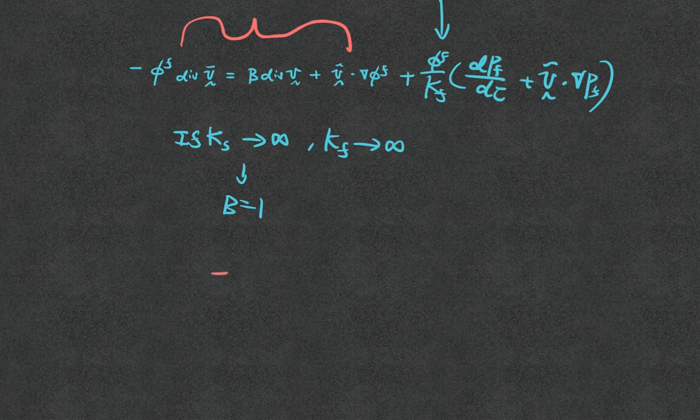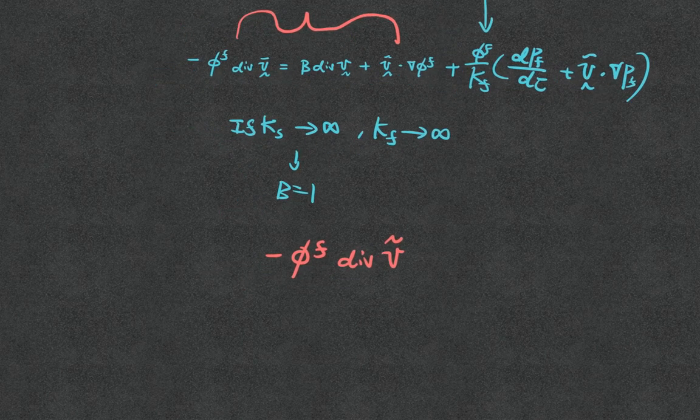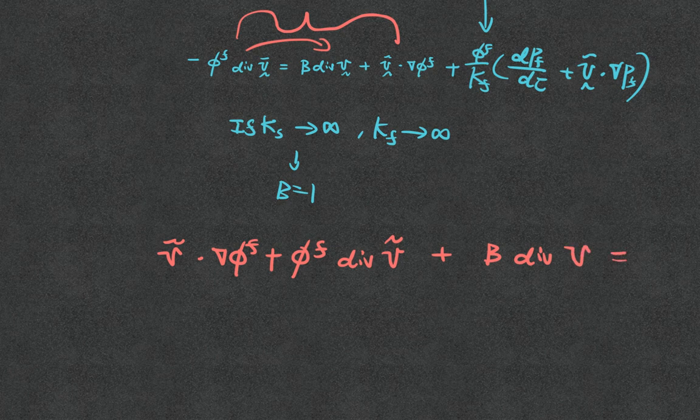Now let me write this out. Let me put this term on this side, then I will have plus the relative velocity times the gradient of porosity, and then plus V times the divergence of V equal to 0. Okay, so far so good. And then B of course equals 1, so I'll just cross out this term.